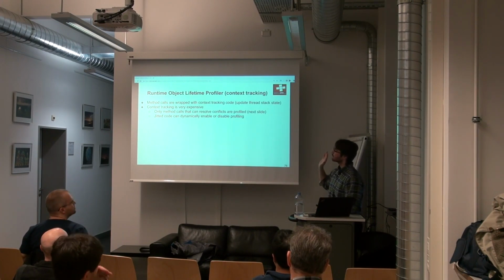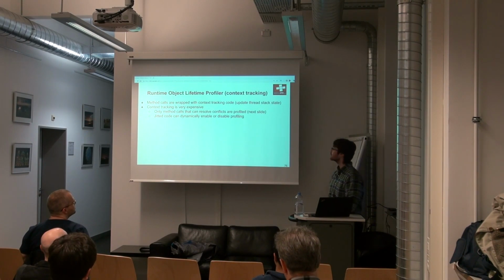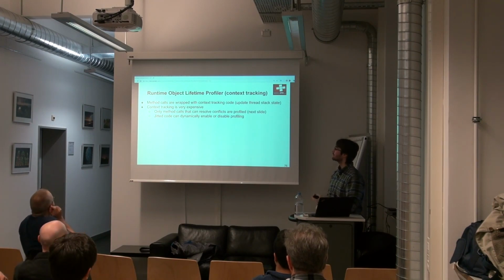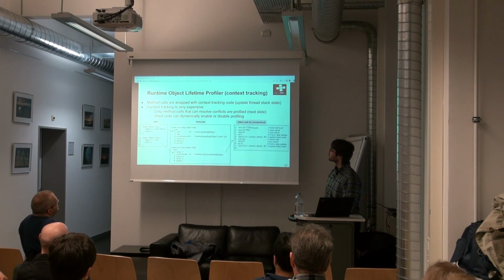Okay, so I've talked about what happens when you have allocation, what happens when we have GC. Now, how do we actually track the thread that goes through the code? Well, we wrap some profiling code around method calls. This is done during JIT time. However, this context tracking is very expensive, and we want to only do it for methods that are really important, or for calls that are really important. So let me just show you a small example of what happens.